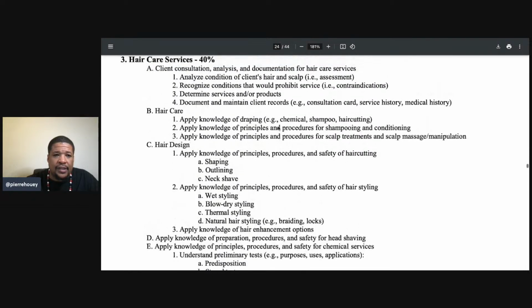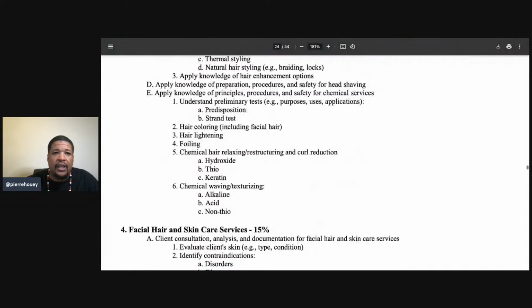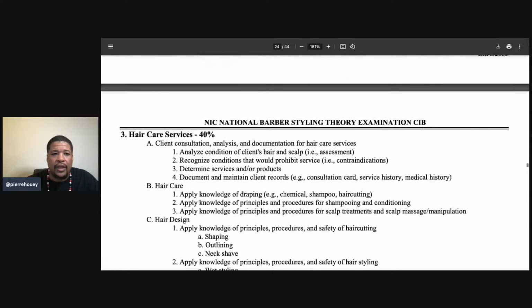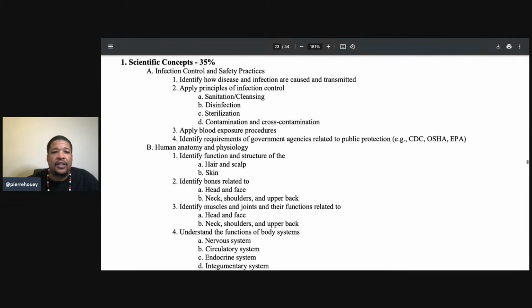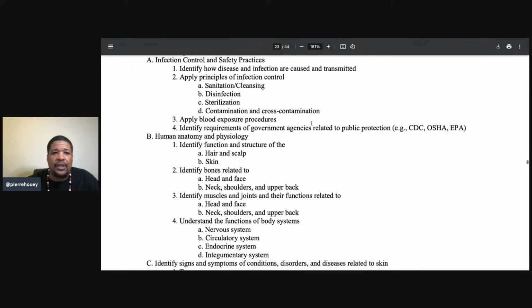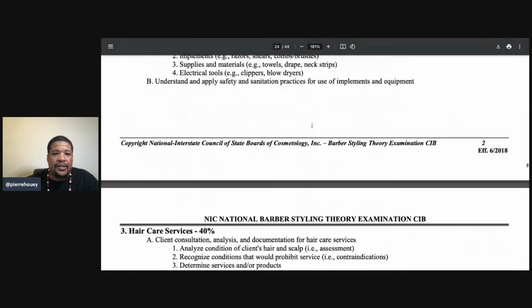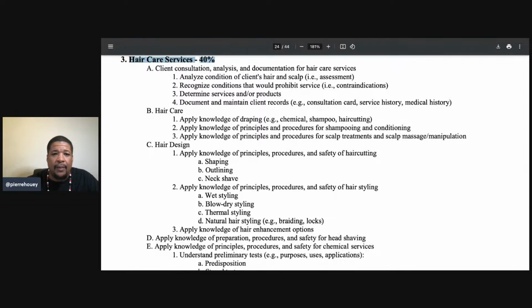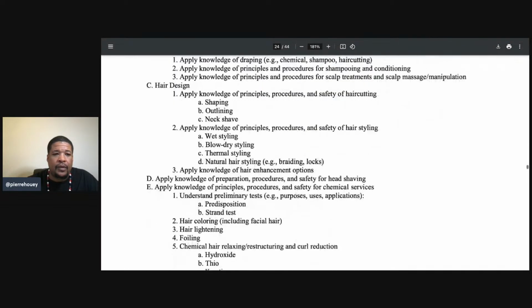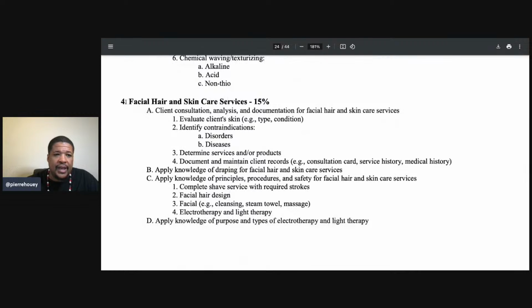Yesterday we talked about hair care services. Again, let's go over percentages real quick. 35% of your test deals with scientific concepts. We did that on Monday. Yesterday we did hair care services, 40% of your test. We went over a few points of contact yesterday, primarily talking about draping. Today, we are talking about facial hair and skincare services, which is 15%.